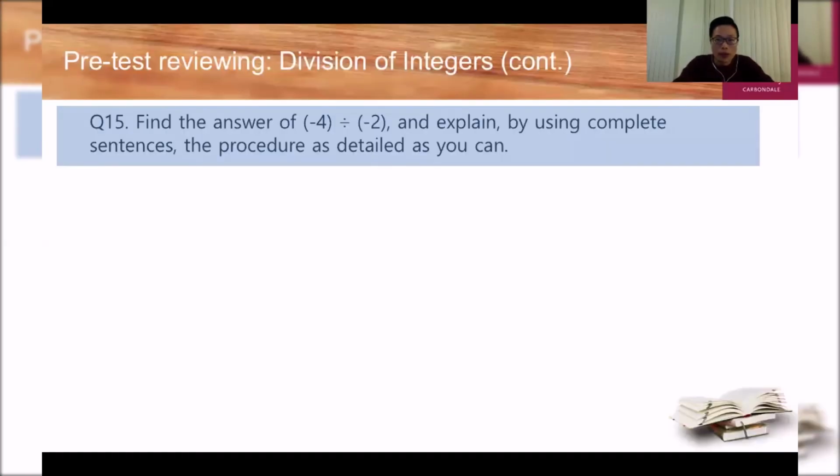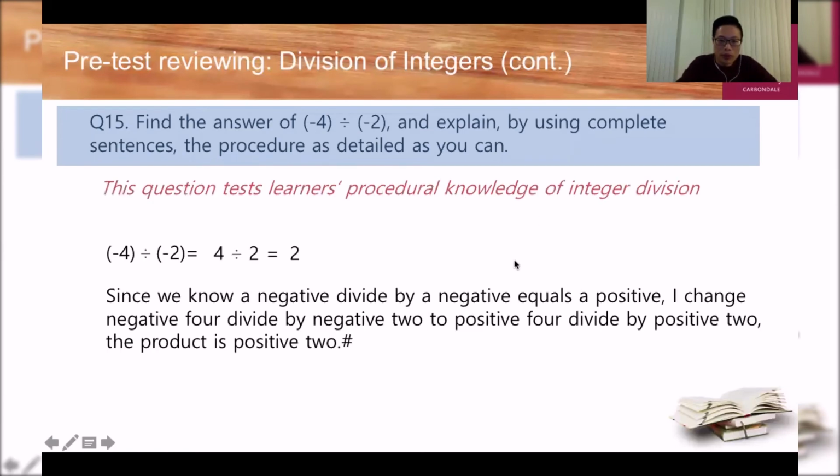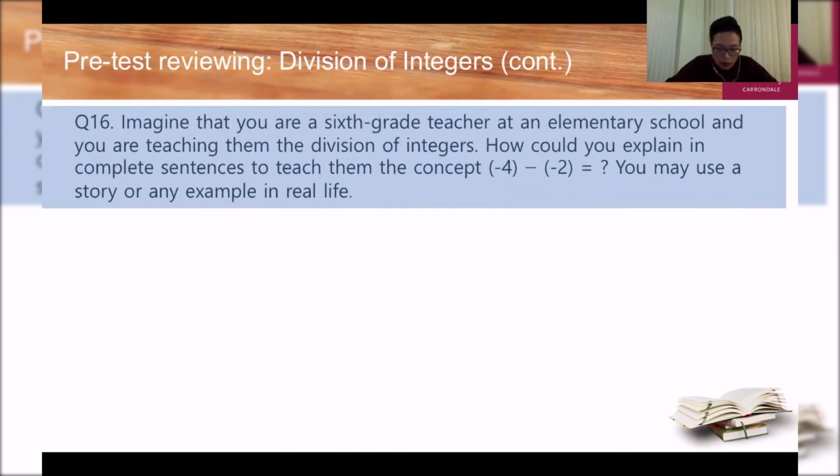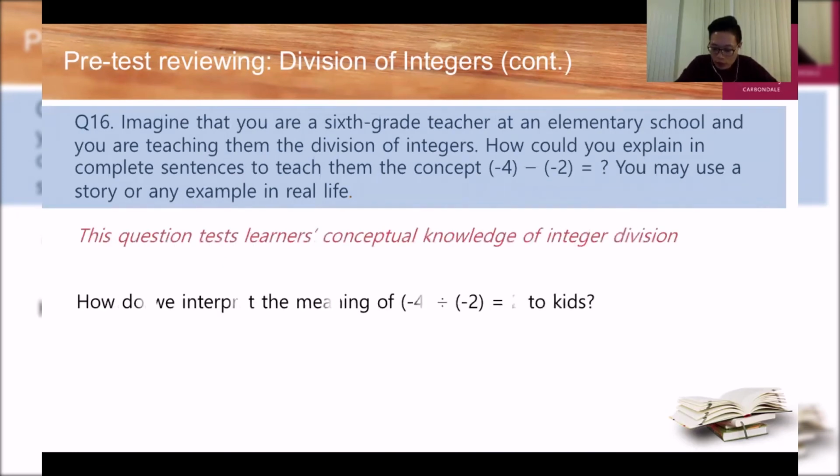Okay, so this is question 15. Question 15 is a procedural knowledge question. So -4 divided by -2, I change this equation to +4 divided by +2, okay, so the answer will be 2. Okay, so last question, question 16. This is a procedural conceptual knowledge question.